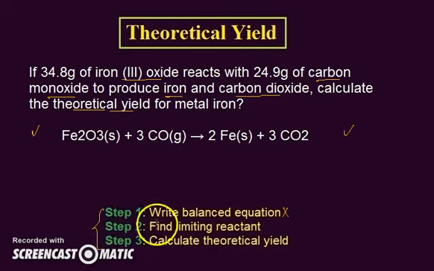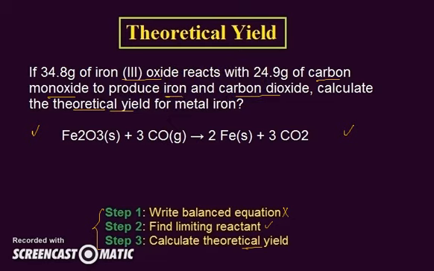Now we move on to the second step, which says to find the limiting reactant. It is the reactant which determines the mass of any of the product produced in the reaction. Before we calculate theoretical yield, we find the limiting reactant. The first step is to find the moles of these reactants. In the problem, we are given the mass of these reactants.